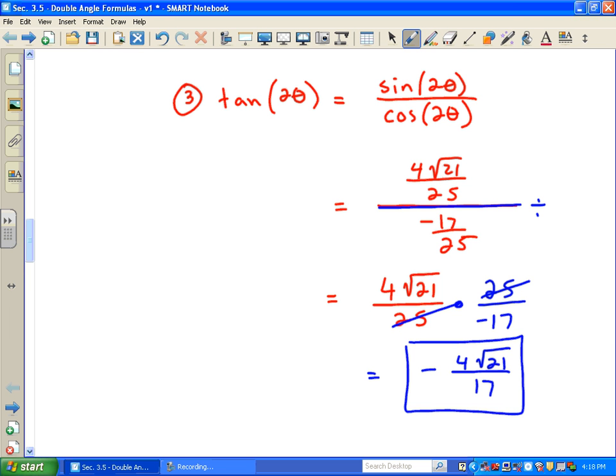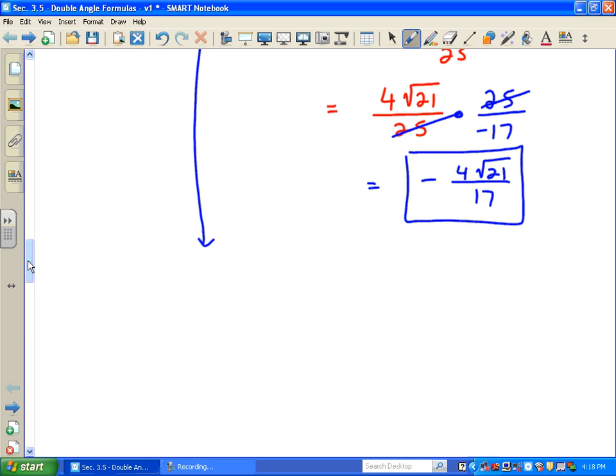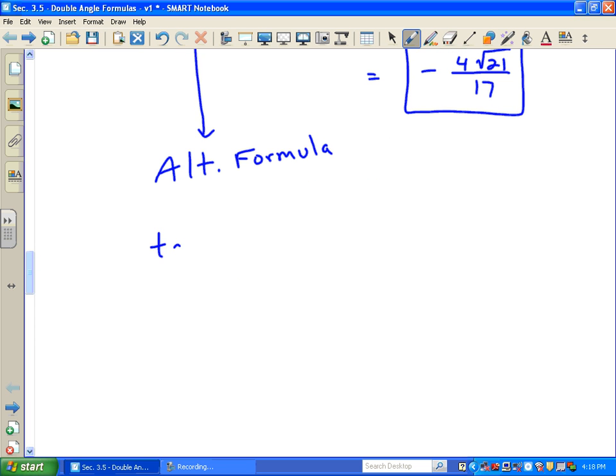Now, let's just say for a moment, just simply for sake of example, let's say that we hadn't used the equation sine 2 theta over cosine 2 theta. So let's say alternately. Okay, the alternate formula for tangent is tangent of the double angle is equal to tangent of the single angle over 1 minus tangent squared of the single angle.